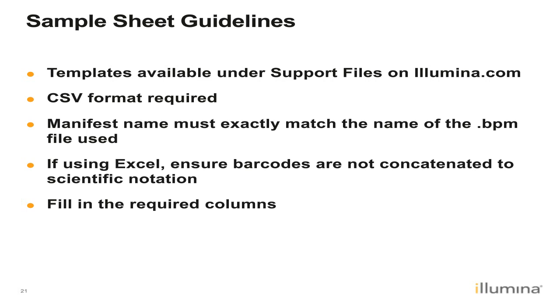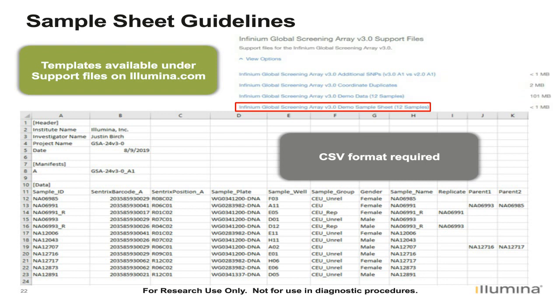So as I've mentioned, the sample sheet templates are available under the product-specific support file section. So in this example, I'm using a Global Screening Array version 3.0 sample sheet, which I downloaded from the website. And this is what the file looks like. It is a CSV file, and you can see it contains the sample information.